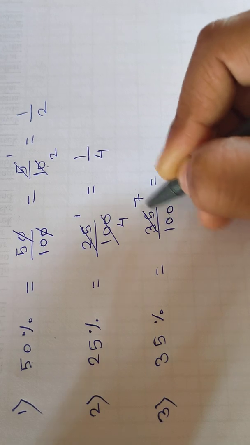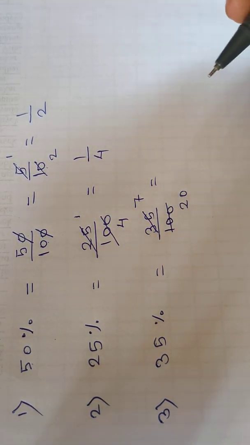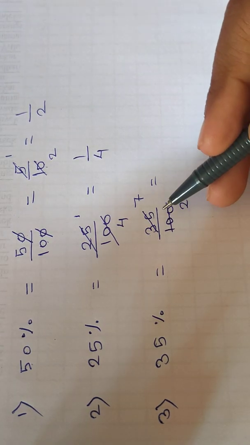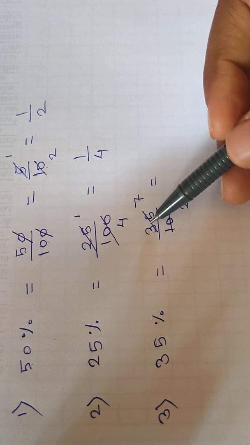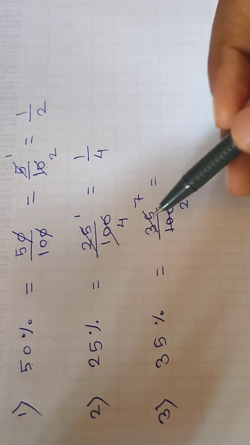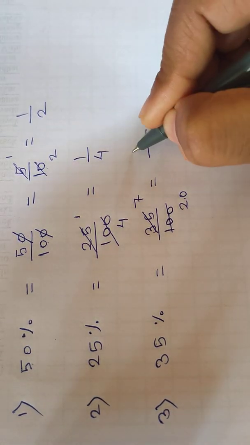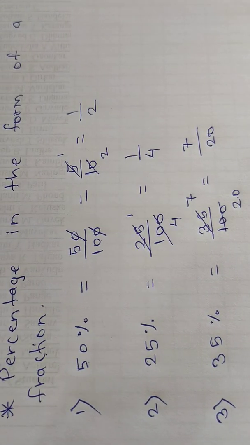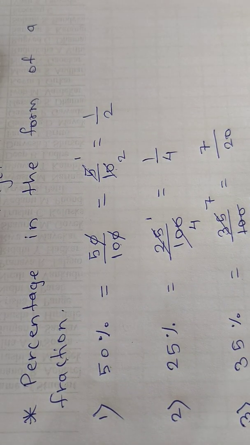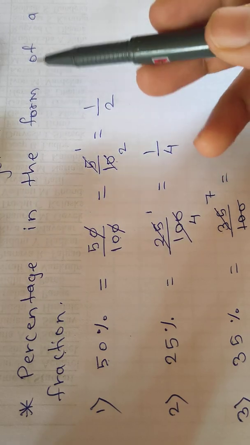7 5s are 35 and 20 5s are 100. Both are divisible by 5. So 35 divided by 5 is 7, 100 divided by 5 is 20. So the answer remains 7 upon 20. You can try some more examples also. Let's go to the further point. This point was percentage in the form of a fraction.